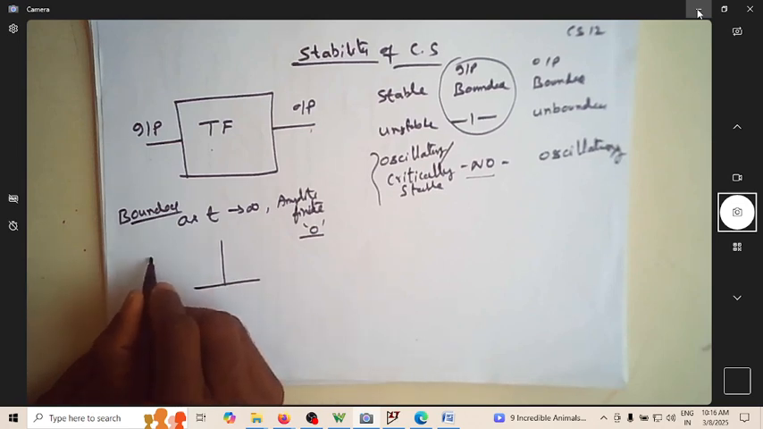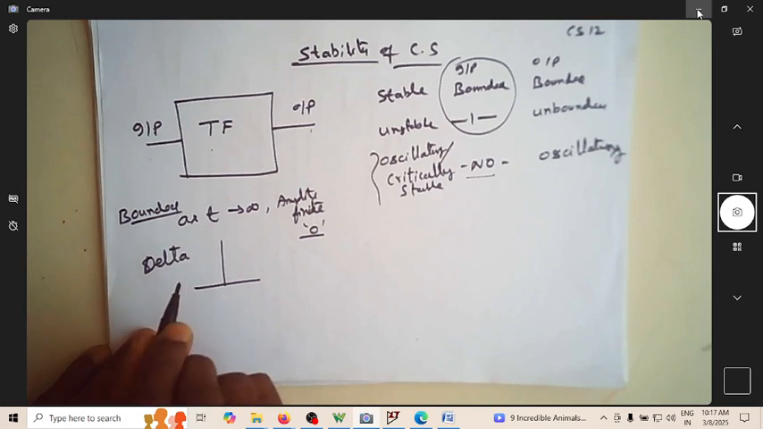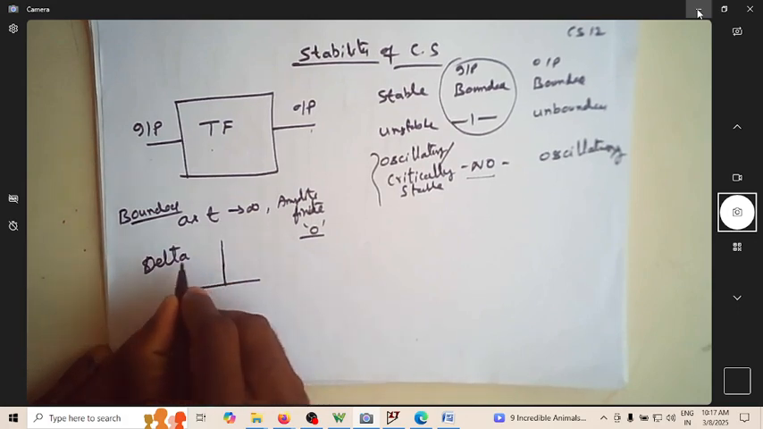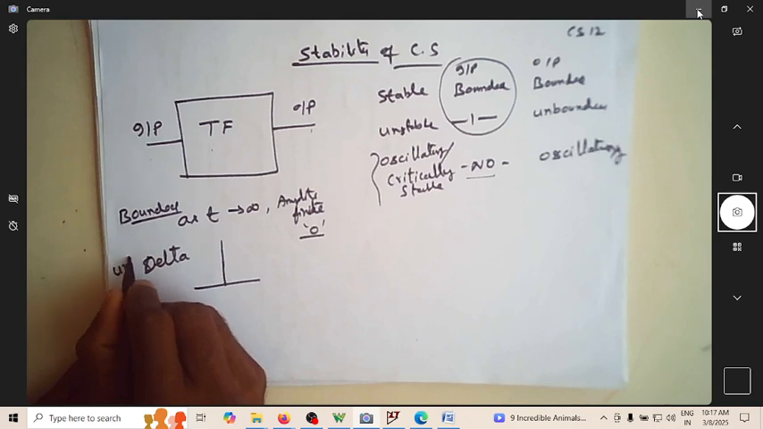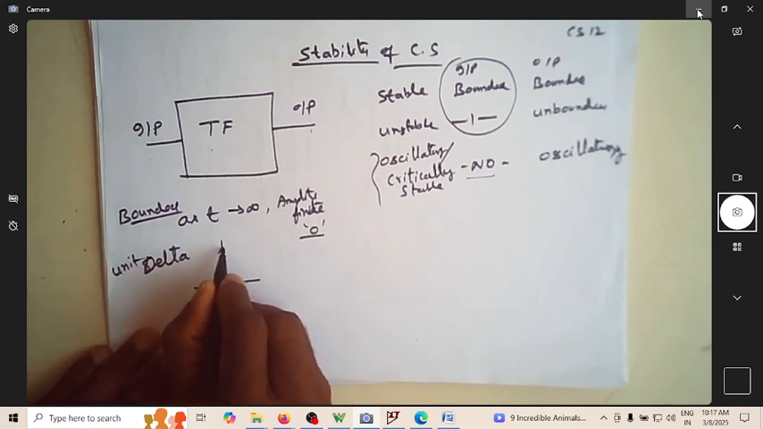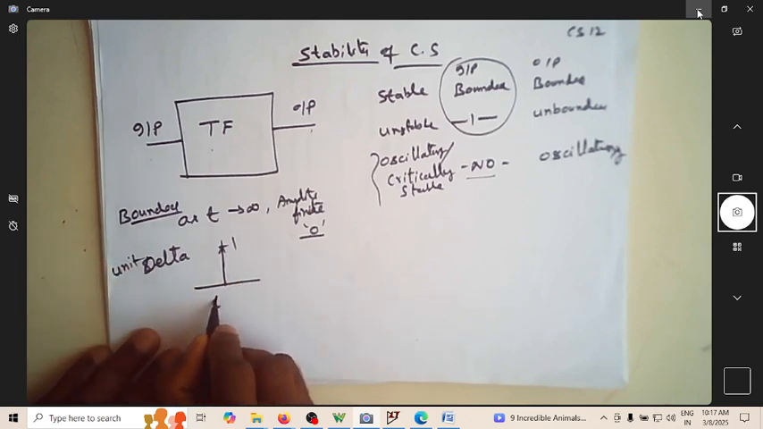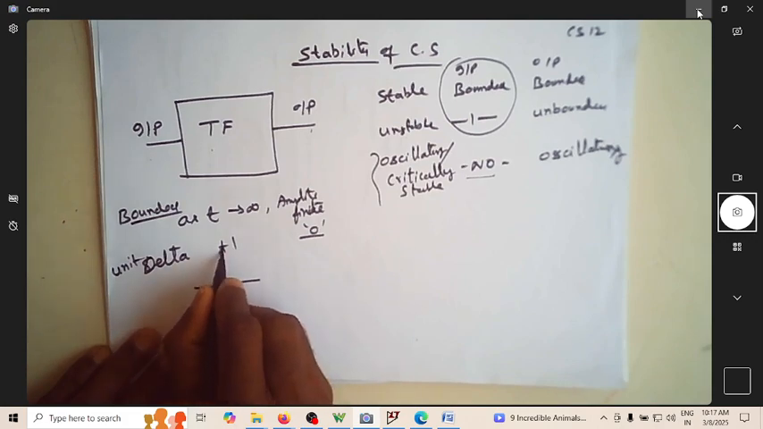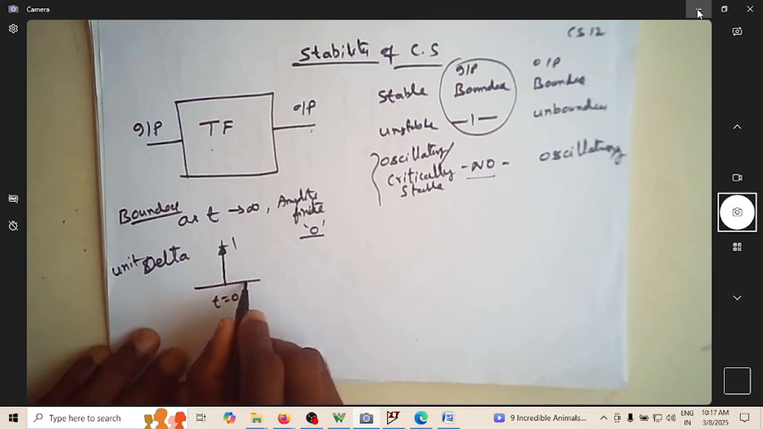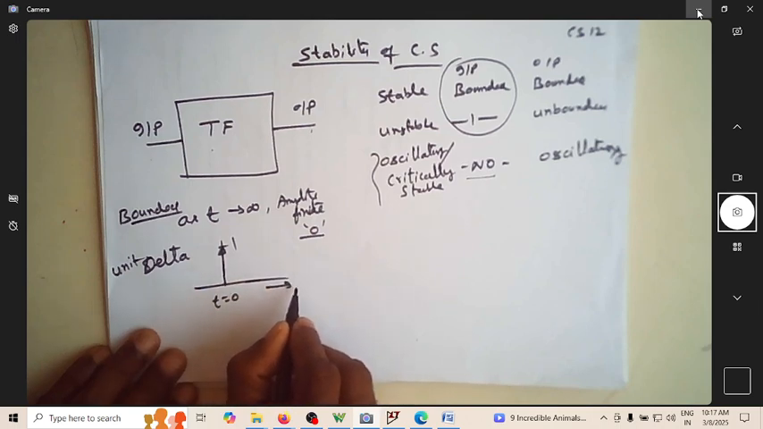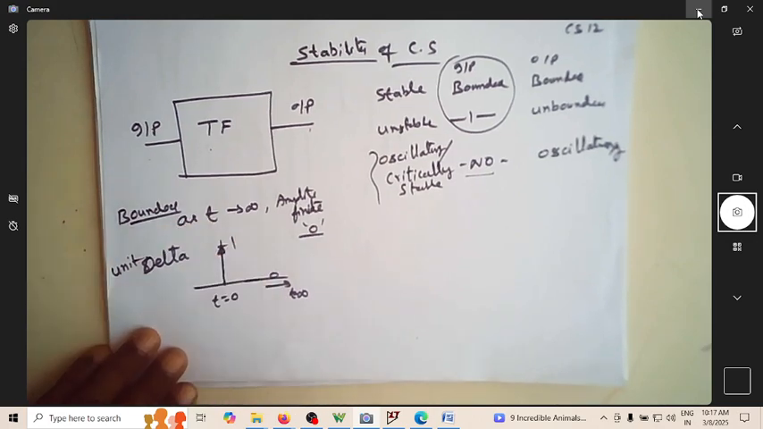So what are the types of inputs which can be considered as bounded? It is a delta function. A delta function is one of the bounded inputs. Assume that it is a unit delta function, so this has a magnitude 1. This is t equal to 0. You can see this is my delta function, and as t tends to infinity, its value is 0. So it's a bounded input.